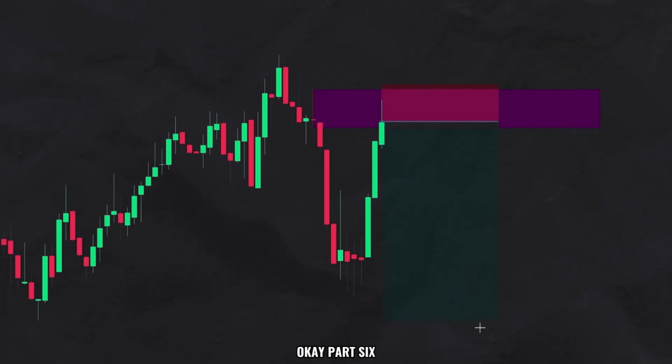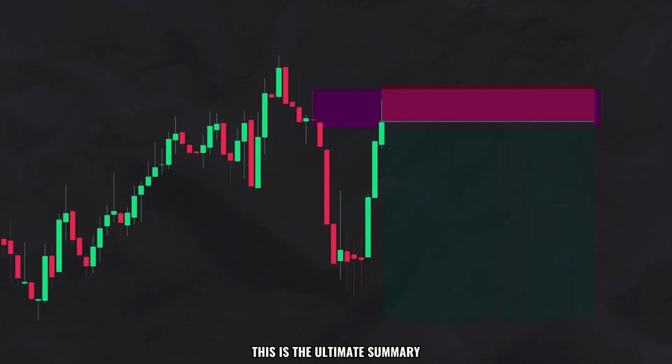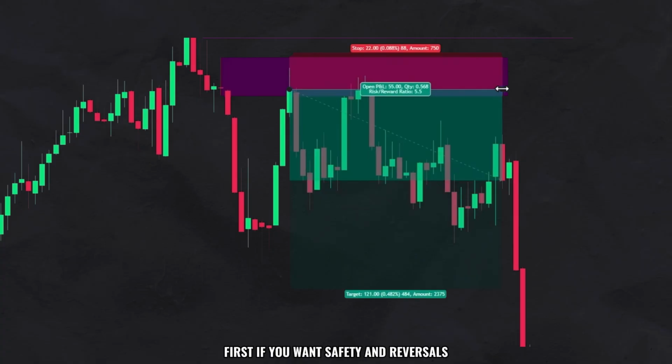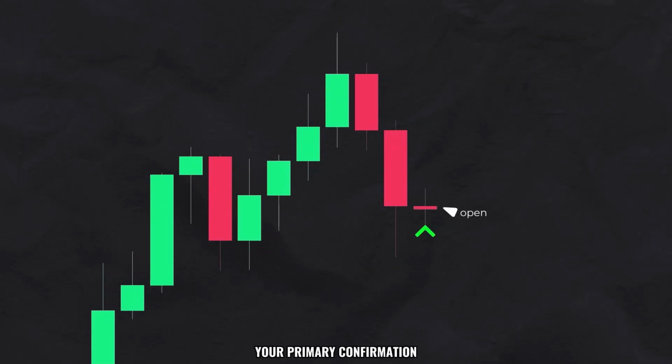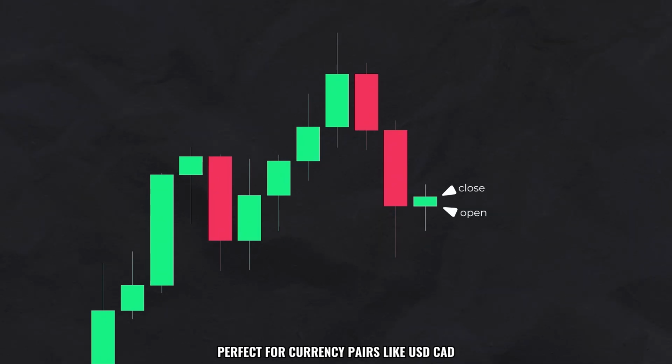Okay, part 6. Let's summarize all of this in our summary. This is the ultimate summary. Analyze this matrix so you know exactly which strategy to use in different market conditions. First, if you want safety and reversals, your core advantage is the crossover. Your primary confirmation is the crossover of the 21 and 50 SMA lines, along with a 1-hour liquidity sweep, perfect for currency pairs like USD, CAD.